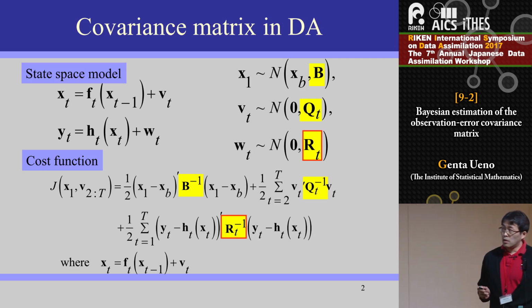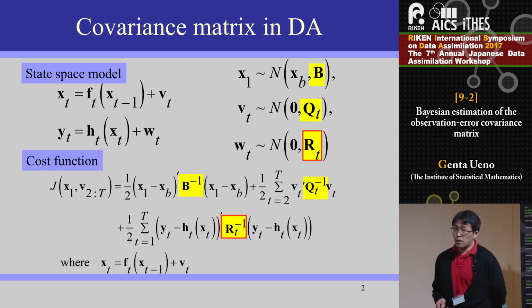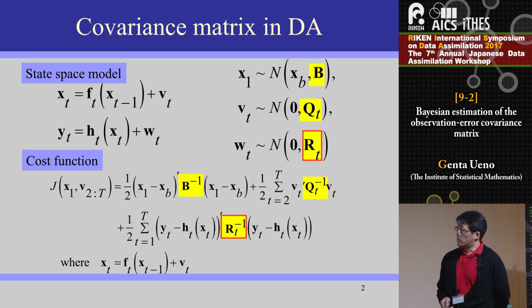So in this presentation, I focus on the R matrix. R is the observation error. Here I assume R includes the error due to the instrumentation accuracy and also the model representation error.